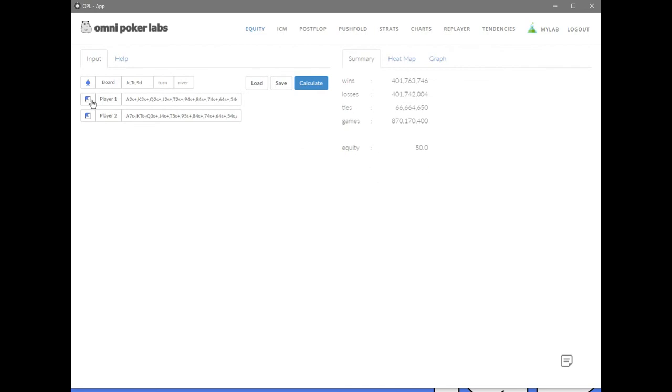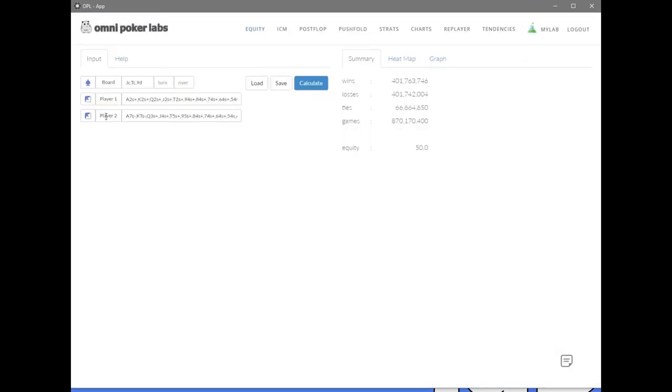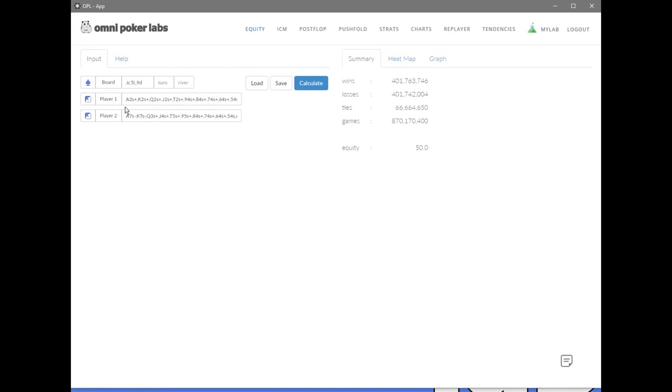So if we look at the ranges here, we see a very wide min-raising range pre-flop, and then a defending range, which is stronger but has the strongest parts removed because we assume that the player would 3-bet those holdings. Now traditionally or intuitively, you might think that a flop like this hits this range a lot harder than it hits this range, but from an equity perspective, the equity is exactly 50%. So there's no difference.